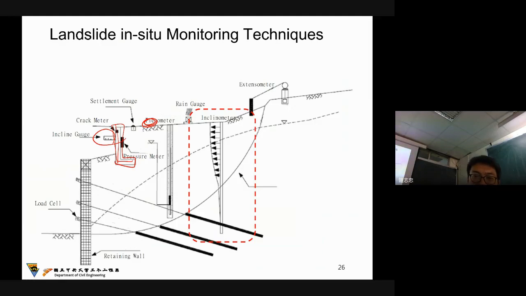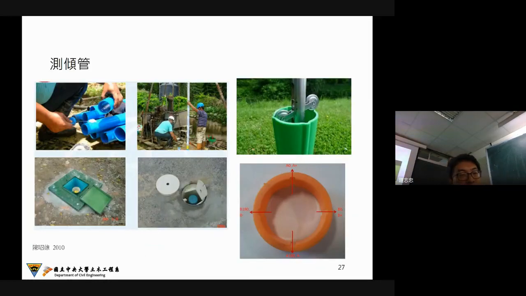Okay, so right now we are going to discuss a very important component in geotechnical measurement. This is what we call the inclinometer. I brought some of the casing of the inclinometer, so you can find some trenches inside, in one direction and the other direction. And this one is the inclinometer.